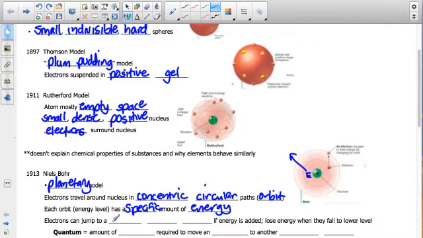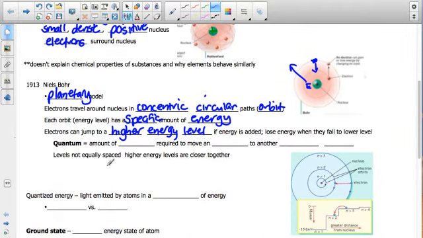And electrons can jump to a higher energy level if energy is added. So if I add energy, this picture here shows the electron jumping to a higher energy level. If the electron's on a higher energy level, it can emit energy and fall back down to a lower level. This specific amount of energy is called a quantum. So quantum is defined as the amount of energy required to move an electron to another energy level.